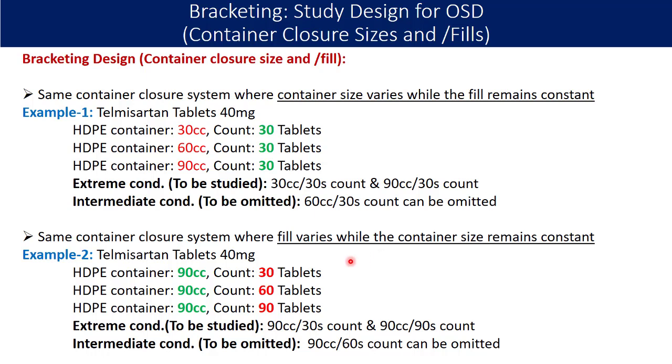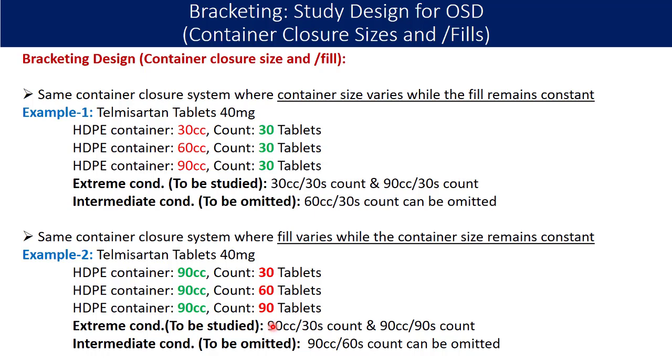So your fill is going to vary. Means the number of tablets is going to vary, whereas your container size is going to remain constant. And here is the example in front of you, HDP container. Look here, there are 90 cc containers across all three different designs, whereas the number of tablets is 30 in one container, 60 in another container, and 90 in another container. The fill is getting varied: 30 counts, 60 counts, and now 90 count.